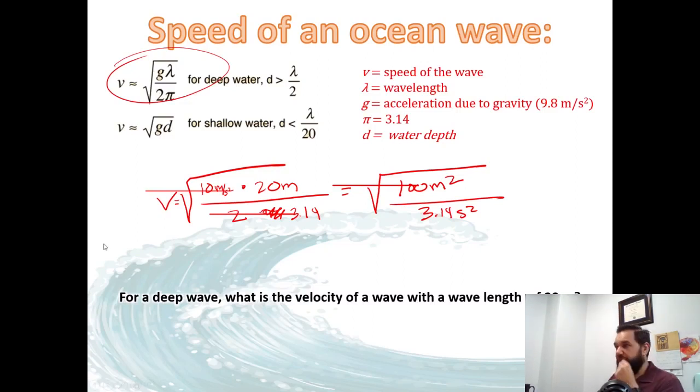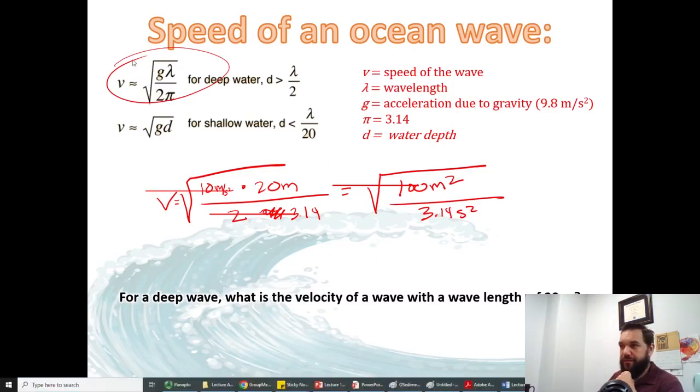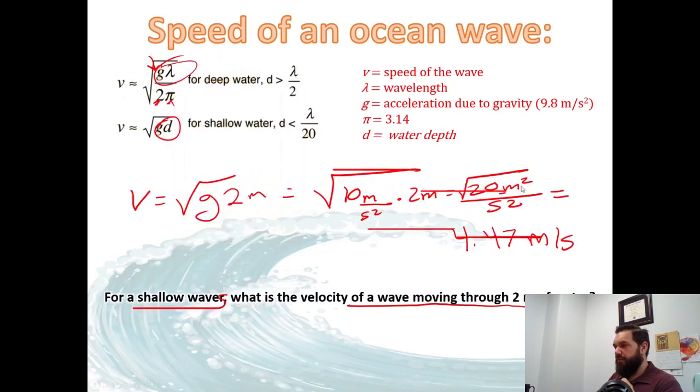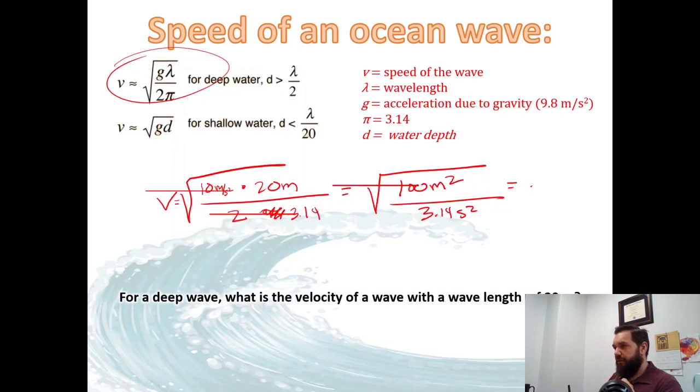It's going to be something like the square root of 30. So we'll see what that is. I've got to get my calculator out again. 100 divided by 3.14 equals 31.8, and we're just going to take the square root of that, and we get 5.6 meters per second. So there you are. That's how you do those calculations.